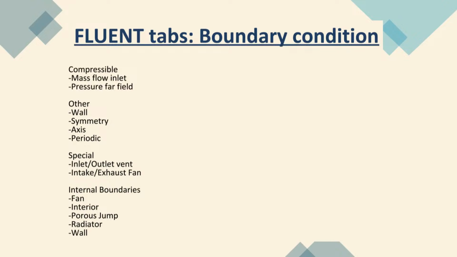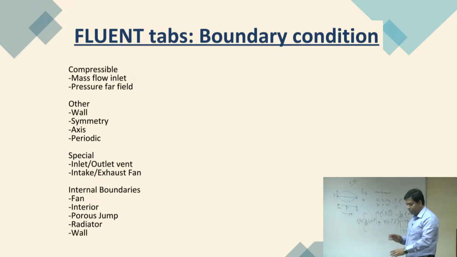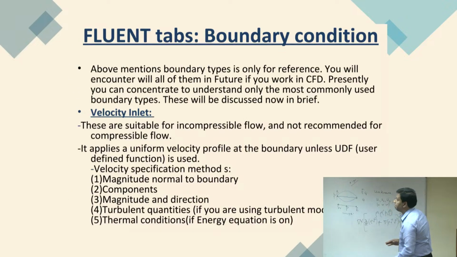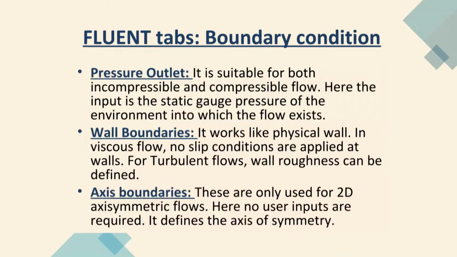Some special ones are called the inlet or outlet vent, intake or exhaust fan, this kind of boundary condition you can apply, and for the internal one you can use a fan. Okay, we just do it for mixing, we use the fan internally. Some interior conditions you do not need to do anything, some porous jump, radiator, wall, so this kind of condition. This is boundary condition, velocity inlet, you already have mentioned, I do not want to mention anymore. So, pressure outlet, all boundaries.